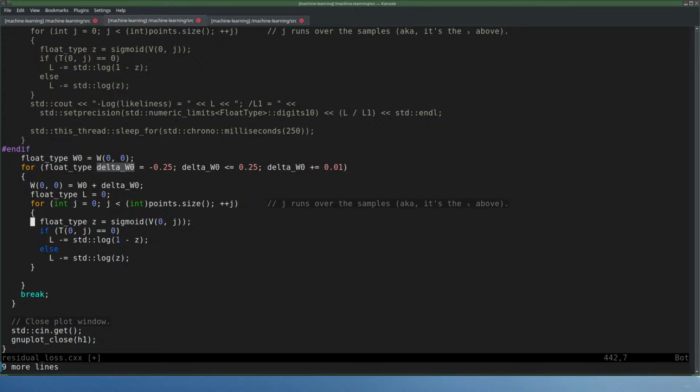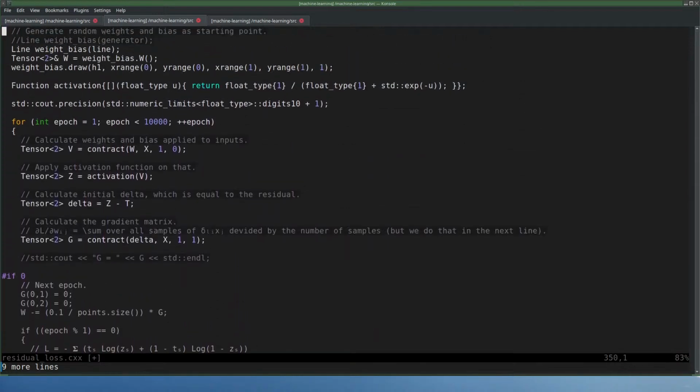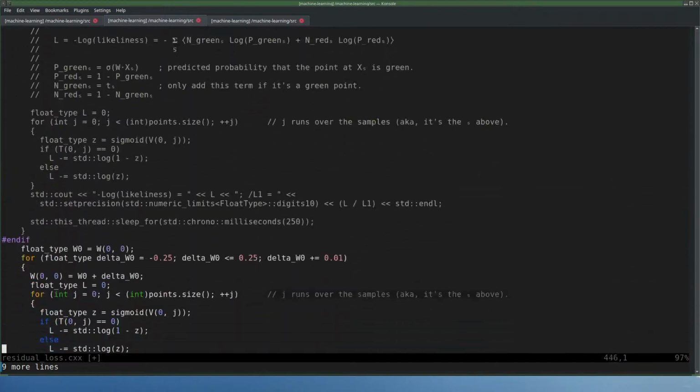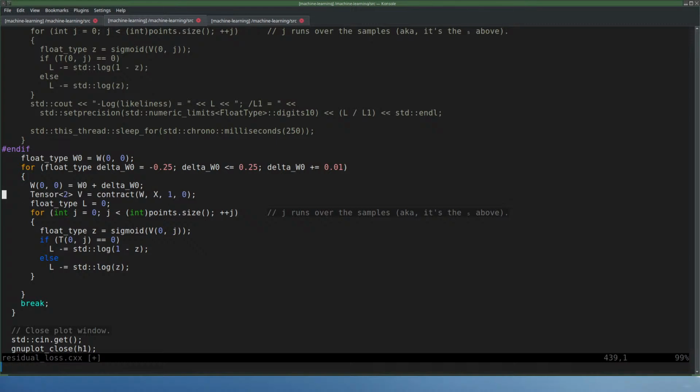But that doesn't work because I'm using V. I have to recalculate V because W was changed. V is W times X. X is not changing, that's the training data. T either. But I've got to recalculate V.